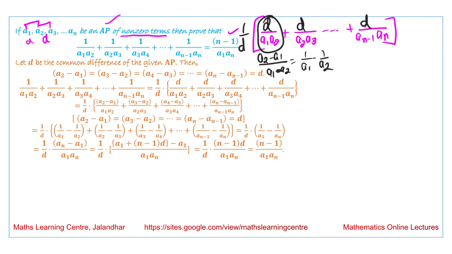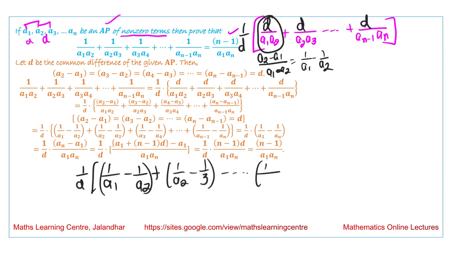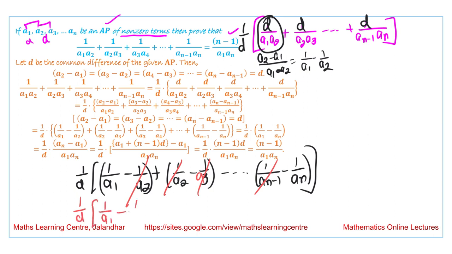So the answer we are getting over here, 1/d is common. It is 1/a1 − 1/a2. The next term will be 1/a2 − 1/a3. And likewise we will have 1/a(n−1) − 1/an. In these terms, a2 gets cancelled, a3 gets cancelled, a(n−1) gets cancelled, and what we are left with is 1/d into (1/a1 − 1/an), that is equal to 1/d into (an − a1)/(a1an).